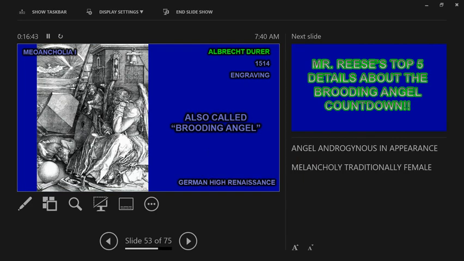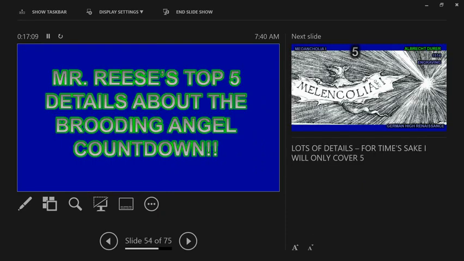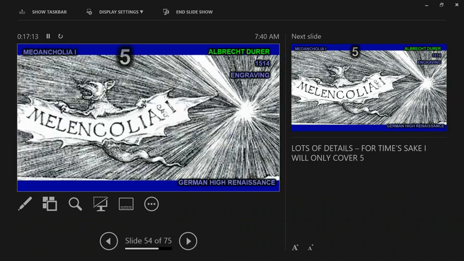We have an angel here in the lower right-hand corner who appears androgynous in nature. We can't tell if it's a male or female angel. And melancholy is traditionally a female trait, according to art historians. There are a lot of details in this, and I wanted to share them all with you, but for time constraints, we're going to just do the top 5 details about this print.